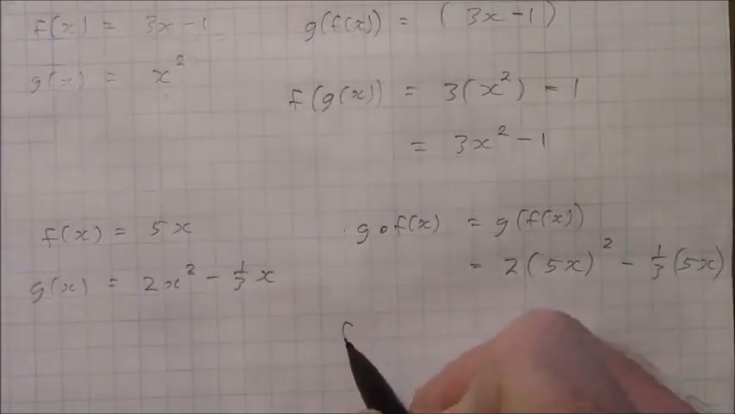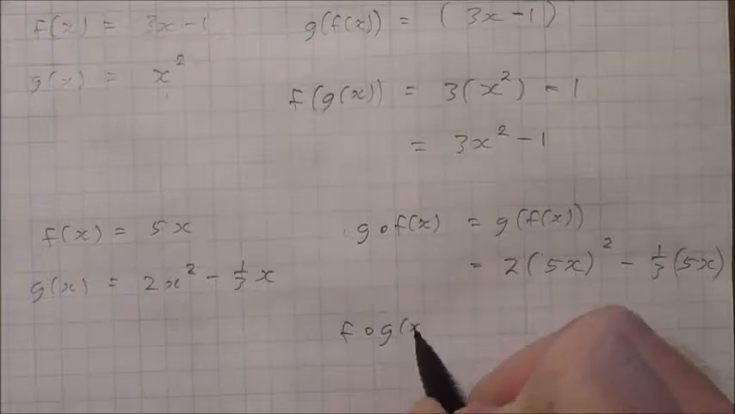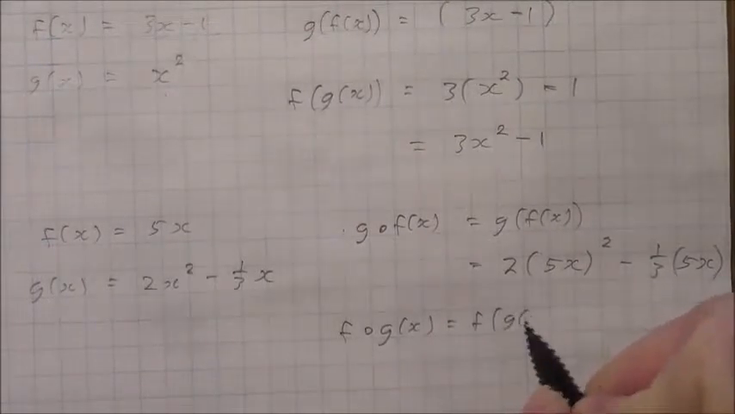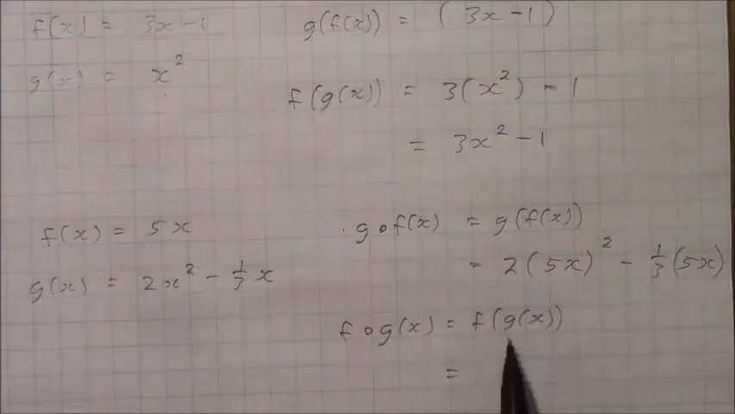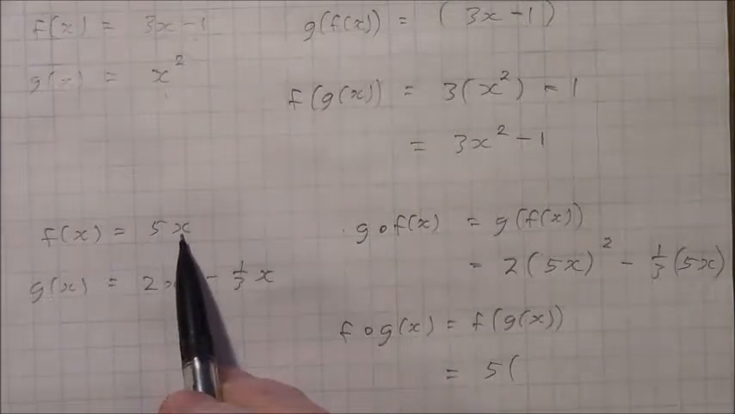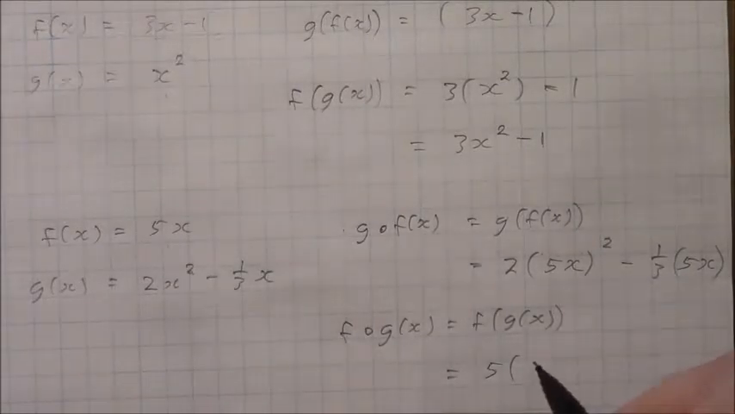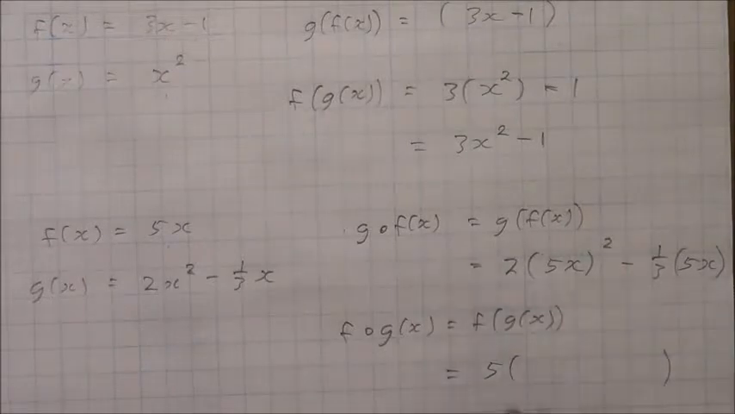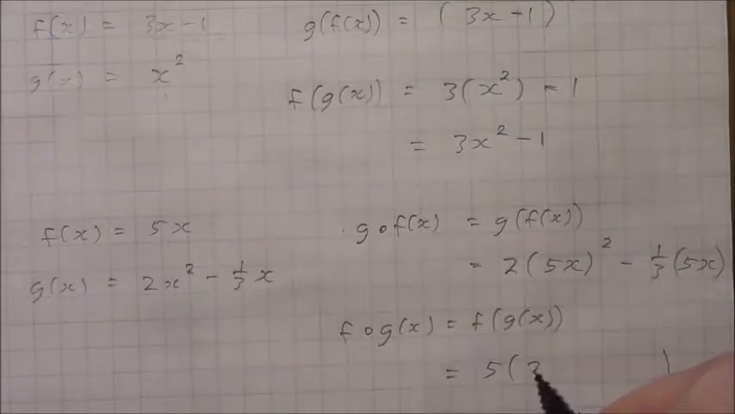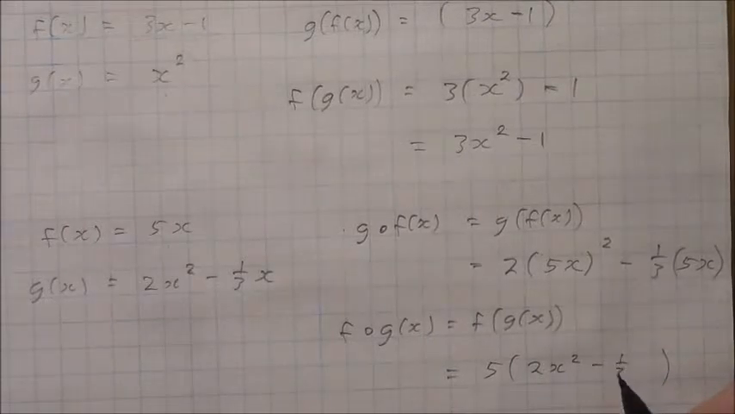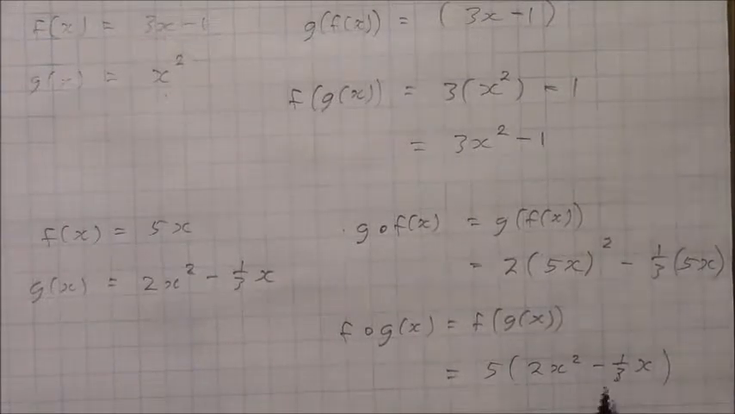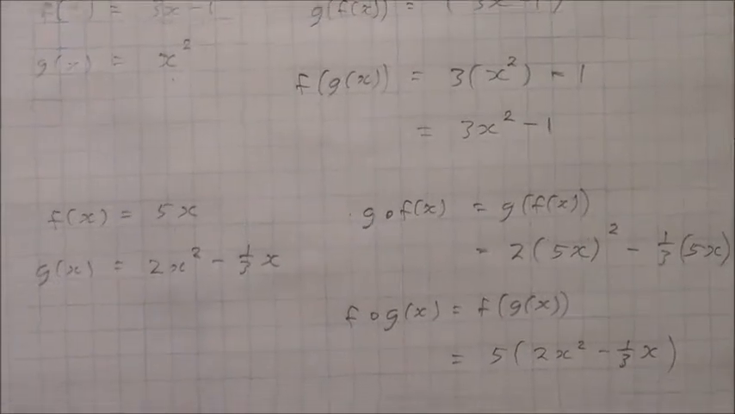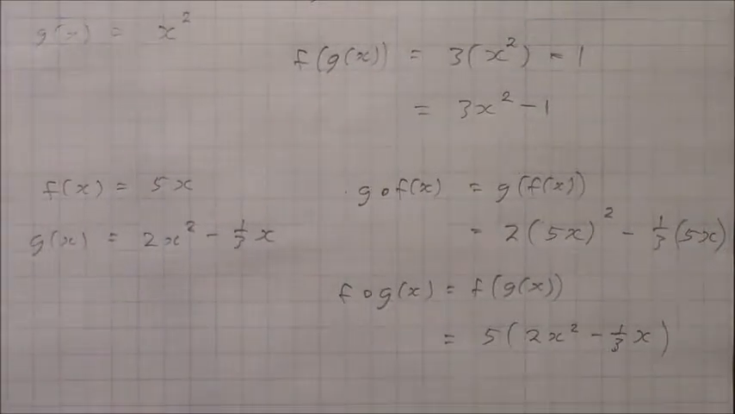And then if we wanted to go the other way around and say f composite g of x, which of course is the same as f of g of x, then we take function f of x, and everywhere we see an x in f of x, we're going to substitute in g of x. So the main function is 5x for f of x, and we'll substitute 2x squared minus 1/3 x in where we see the x of f of x. So this is f composite g of x right here. Okay, so that's just a little review of composite functions.